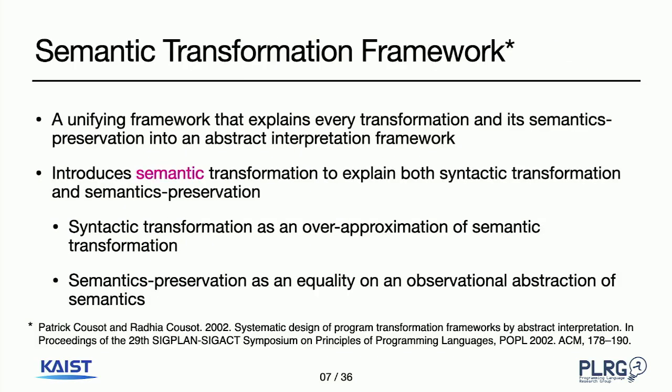To express transformations in a uniform and systematic way, Cousot and Cousot proposed a semantic transformation framework. It is a unifying framework that explains transformation and its semantics preservation property with abstract interpretation. It introduces semantic transformation to explain both syntactic transformation and semantics preservation. In this framework, syntactic transformation is considered an over-approximation of semantic transformation, and semantics preservation is considered an equality on some abstraction of the semantics, which is called the observational abstraction.